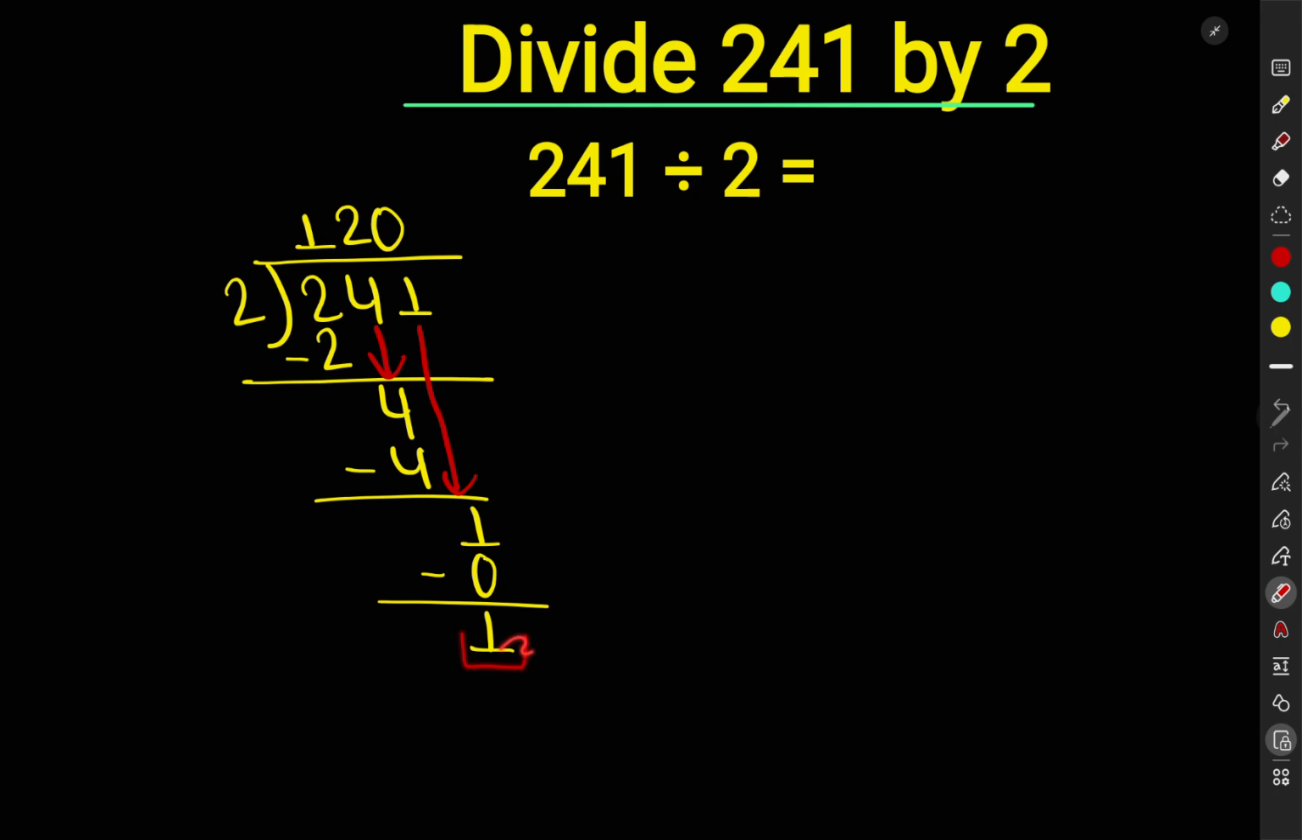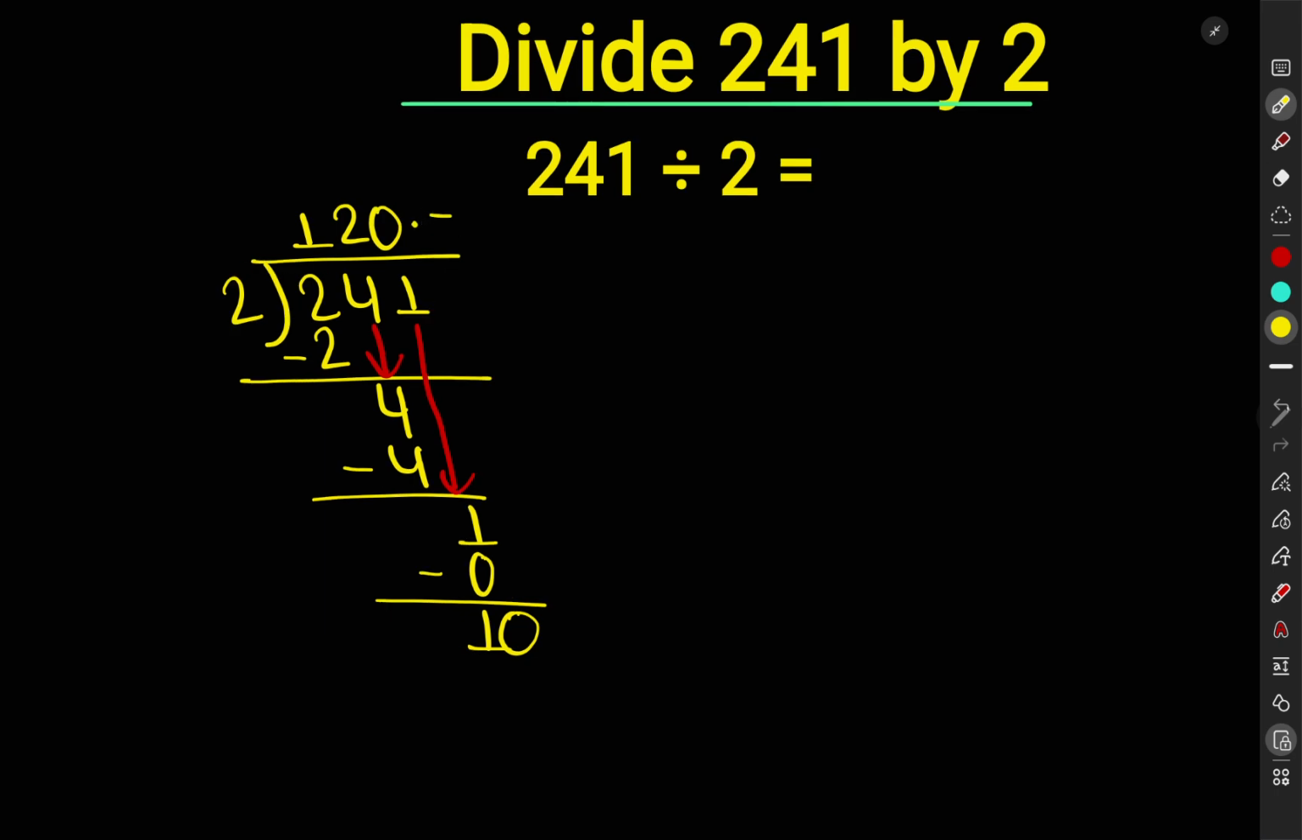So now this 1 is less than 2 and there is no other number beside. So we put a decimal so that we take 0. So now it became 10. Sorry, this decimal is here. So 2 times 5 means 10. On subtracting we get 0.